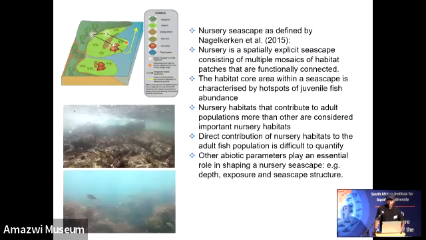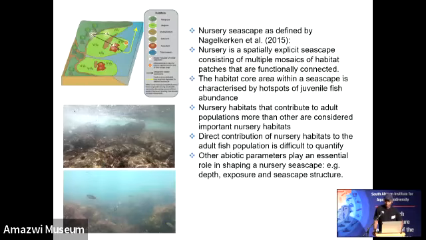A nursery is a spatially explicit seascape consisting of multiple mosaics of habitat patches that are functionally connected. The habitat core area within the seascape is characterized by hotspots of high juvenile fish abundance. So nursery habitats that contribute to the adult population more than the others are considered more important as nursery habitats. But the problem is the direct contribution of nursery habitats to the adult fish population is a concept that is very difficult to actually prove or to quantify.